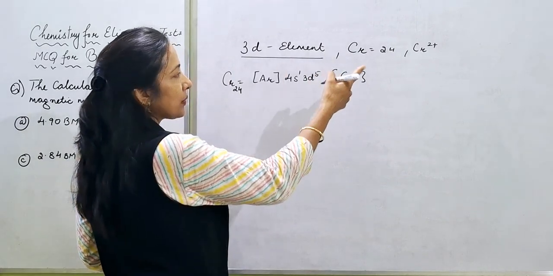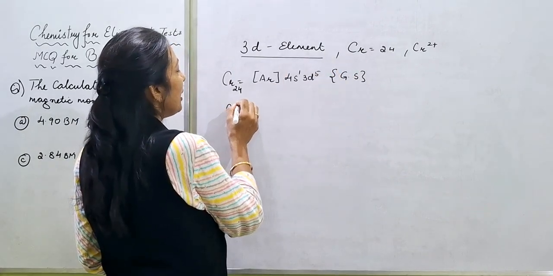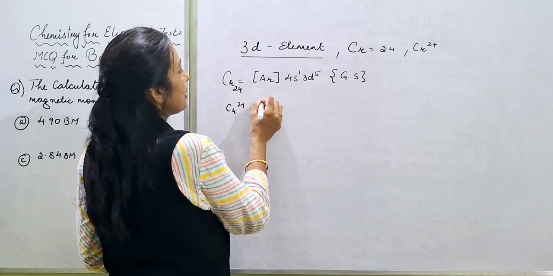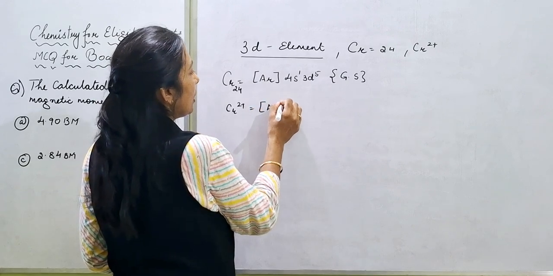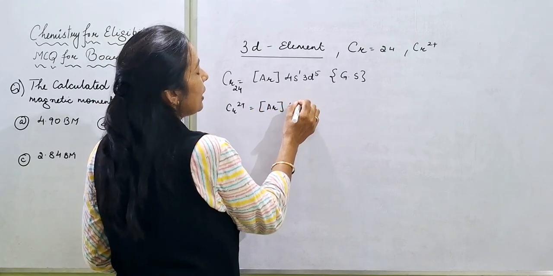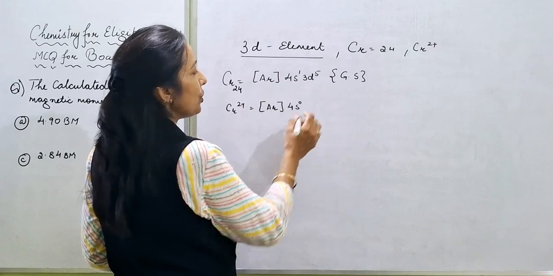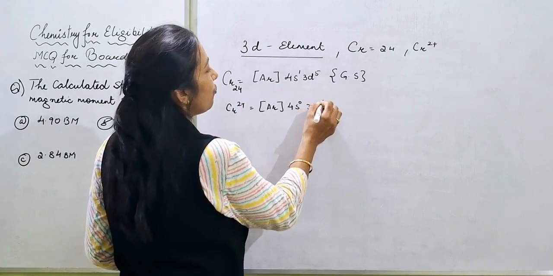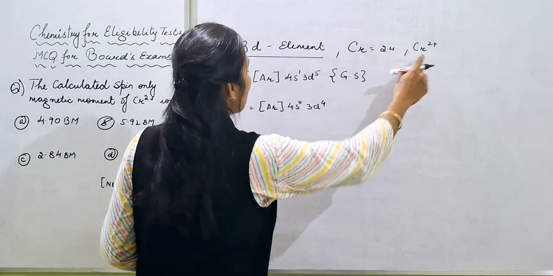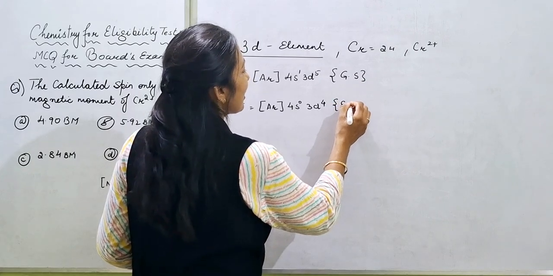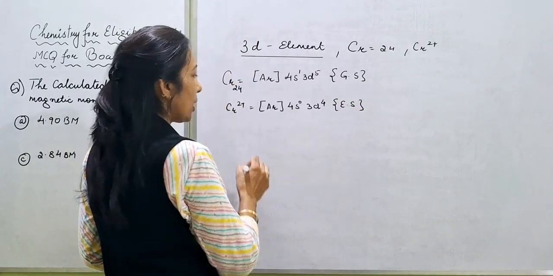And in the second oxidation state, what would be the electronic configuration? That is argon. Now we do not have any electron in the 4s, that is 0, and 3d4, because it is available in the second oxidation state. So this is the electronic configuration in the excited state.